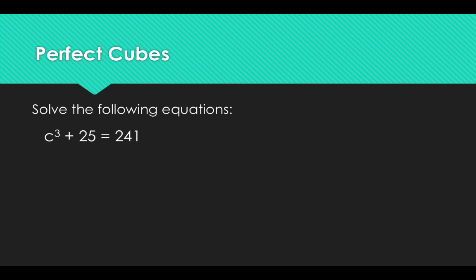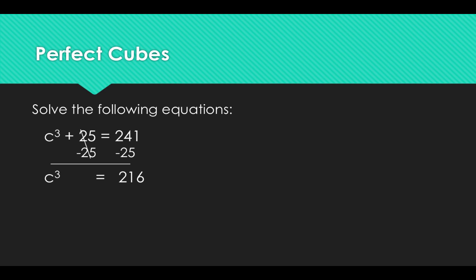So let's go ahead and solve c to the third plus 25 equals 241. So the first thing you need to notice is we have a perfect cube here. We have a third power. We want to get c by itself, so we need to subtract the 25 from both sides of the equation. 25 minus 25 cancels out, so I'm left with c cubed equals 216.